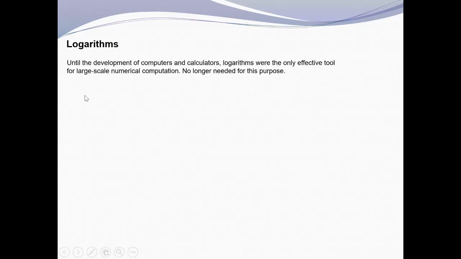Now these are called logarithms. Before the development of computers and calculators, logarithms were the only effective tool for large-scale numerical computation, no longer needed for this purpose because we have calculators now. For example, the definition of logarithms to the common base 10.